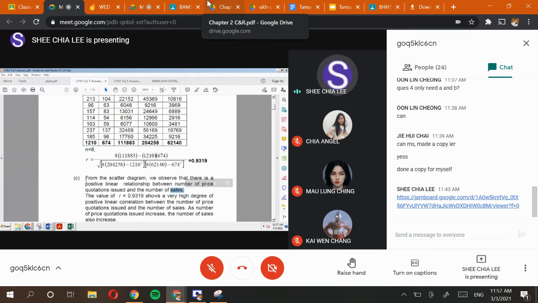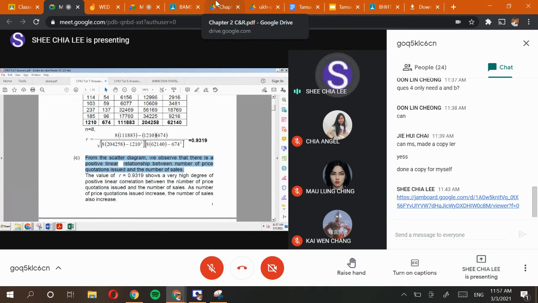Then after that, interpretation for your R. You say the value of R equals 0.9319 shows a very high degree of positive linear correlation. Very high degree because it is 0.9. Very strong is also the same thing. Very strong or very high degree of positive linear correlation, or you put positive linear relationship, also correct, between the number of price quotations issued and the number of sales. You don't put between X and Y because you know what is your X and what is your Y.